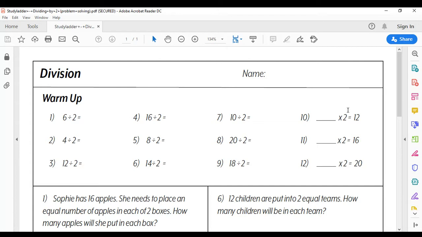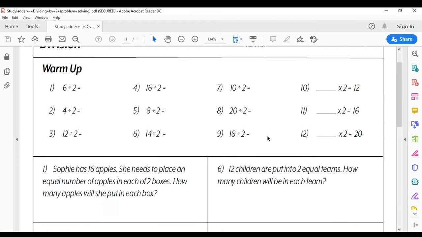Whereas the times symbol means multiplying. So if you multiply something by two, that means you're doubling it. Okay, so what number times two will equal 12? That means, what number, if you double it, will you get 12?